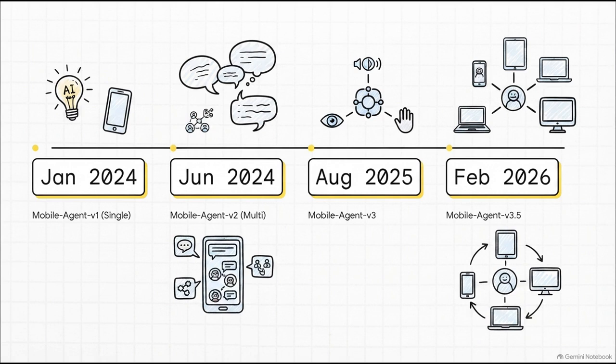In January of 2024, they released Mobile Agent V1, which was a single agent system purely for mobile phone operation. By June, they upgraded to V2, bringing in multi-agent collaboration for much better navigation. Fast forward to August 2025, we got V3, introducing multimodal foundational capabilities. And as of February 2026, we have Mobile Agent V3.5, which broke out of the mobile-only space to become a fully multi-platform fundamental GUI agent.